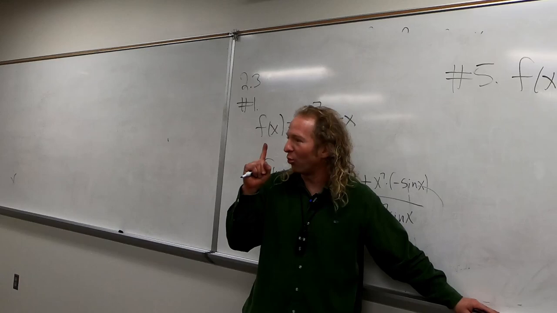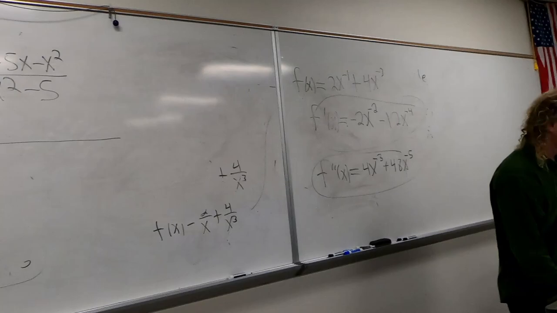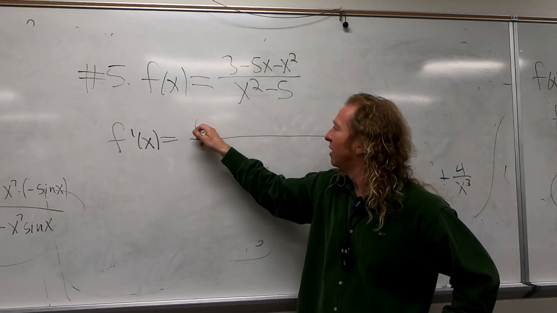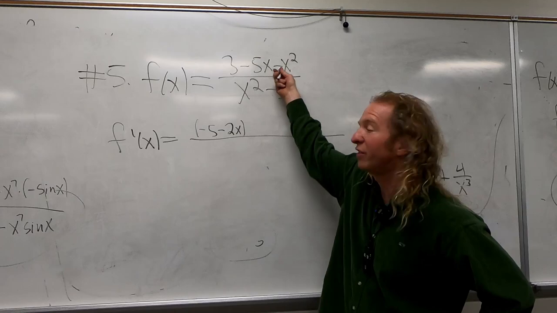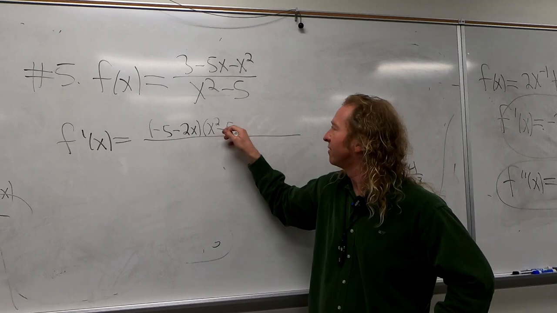So I should do it for you maybe. So f prime of x, or I'll help you, let's do it together. F prime of x. So it's the derivative of the first or top piece. So that one's kind of annoying. So this is 0. This is -5, minus 2x. Yeah, it's the derivative of the top piece or the first piece, right, -5 minus 2x, times the bottom piece or the second piece. So x squared minus 5.